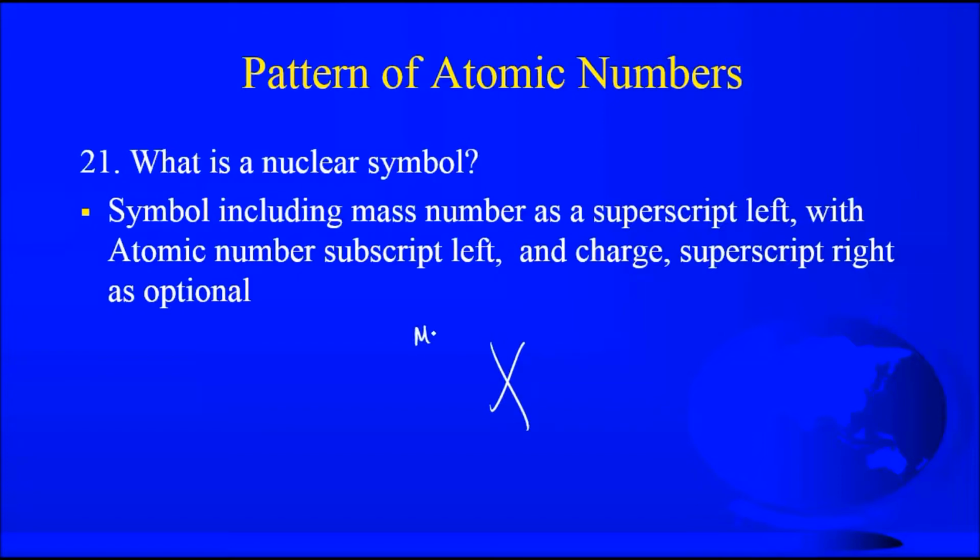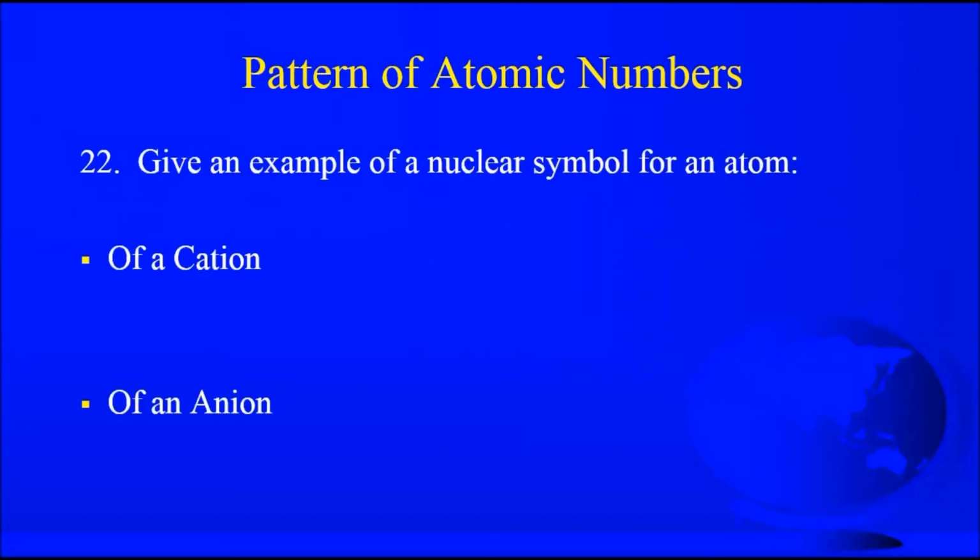So the mass number is on the upper left as a superscript. The atomic number is on the lower left as a subscript, and then the charge, or just 0, is on the right. Spencer, nothing on the bottom right. Nothing goes there. All right, let me give you an example of a cation.